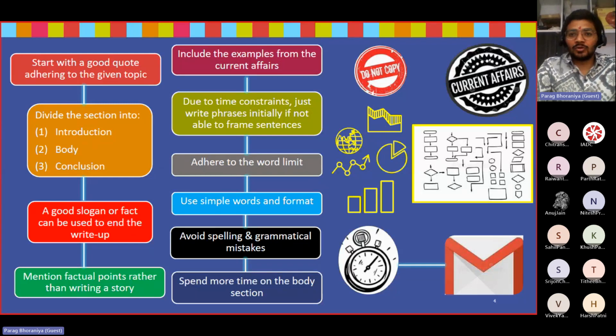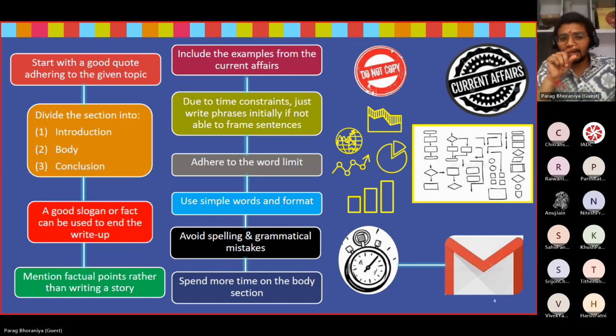So these are the strategies. First, start with a good quote adhering to the given topic. If you are able to remember a quote related to that particular topic, good. It is not necessary that you mention a quote by someone else. You can prepare your own quote as well. You can prepare a slogan. You can prepare anything that adheres to the given topic and is not something random, right? That is the first strategy, the first good thing you can do, that will give a good impression to the reader: starting with a good quote adhering to the given topic.